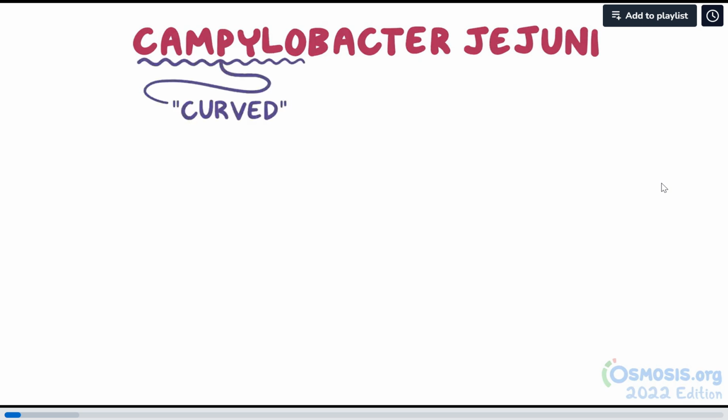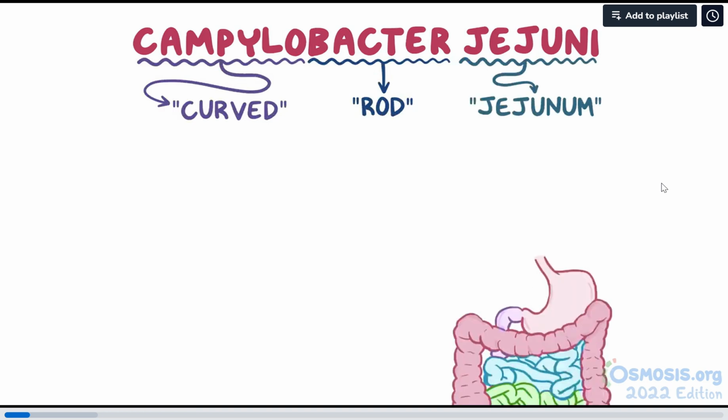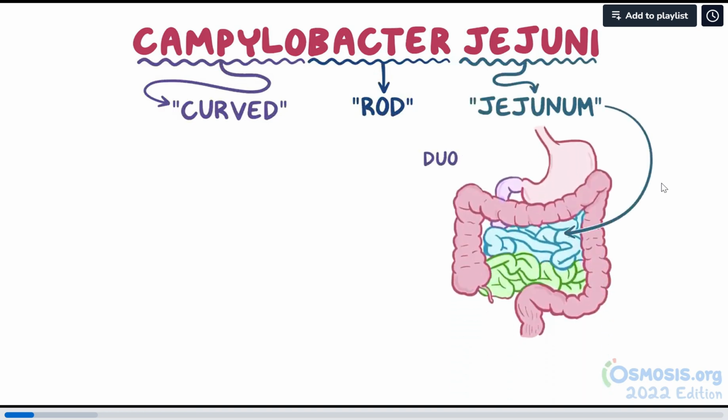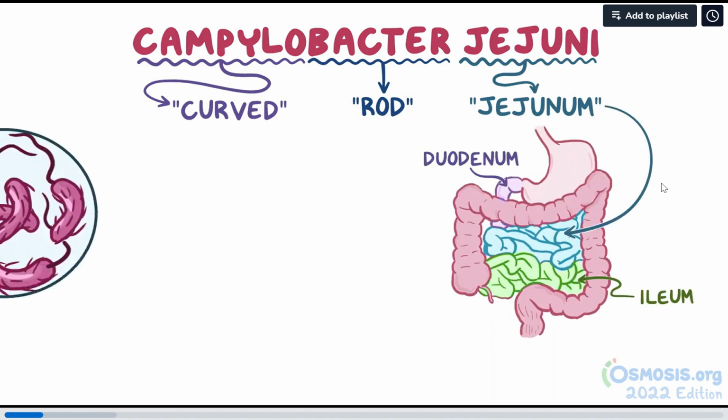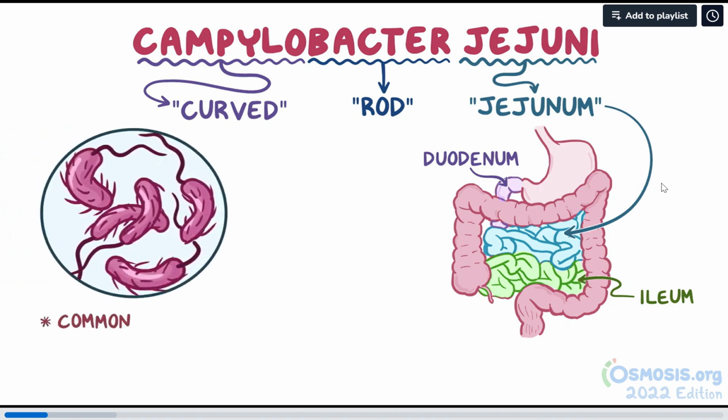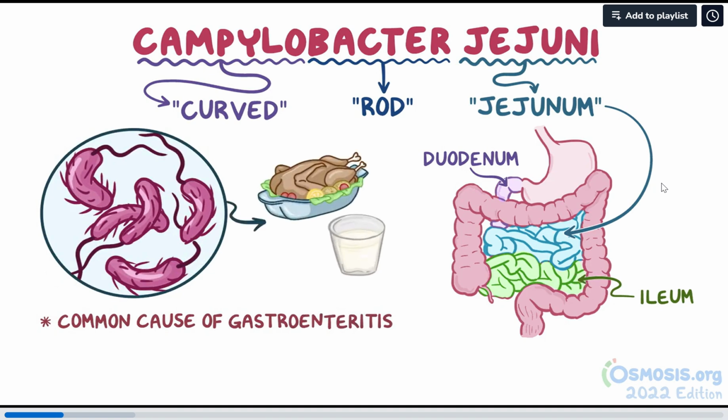Campylo means curved, bacter means rod, while jejuni refers to the jejunum, which is a segment of the small intestine found between the duodenum and the ileum. So Campylobacter jejuni is a comma-shaped bacteria, and it's one of the most common causes of bacterial gastroenteritis worldwide. It's commonly found in foods like poultry and unpasteurized milk.